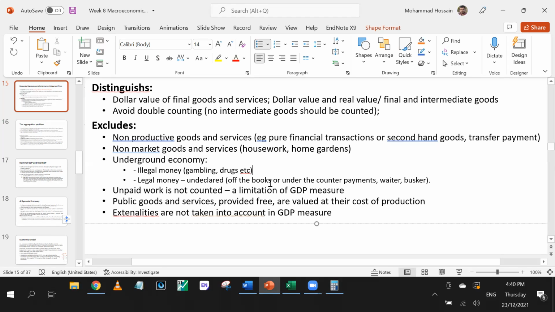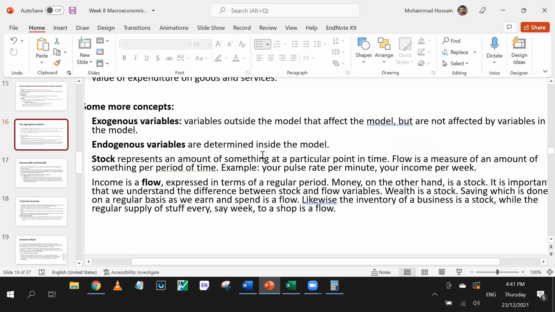Unpaid work. Let's say you're helping your parents in their business, but you're not being paid. Unpaid work is also not considered in GDP. Free items are not considered in GDP. Externalities are also not considered in GDP, like we talked about externalities. Remember? The good externalities are not considered in GDP. The bad ones, of course, no.